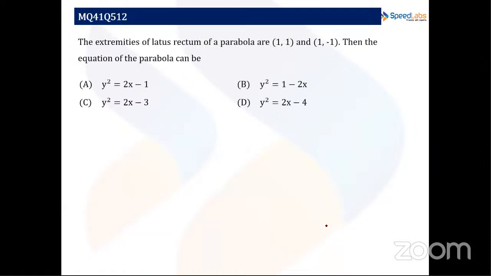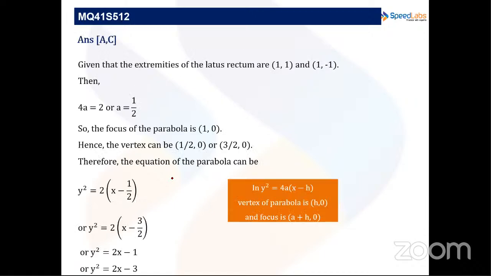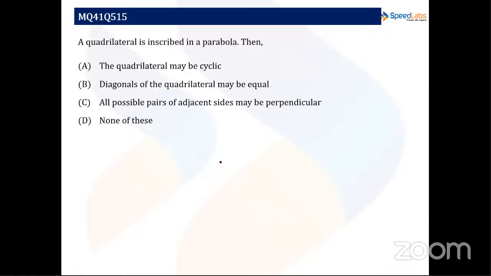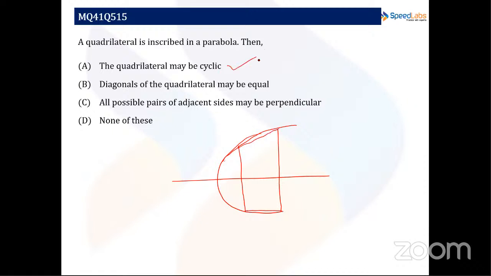Now, moving to our next question. Our next question is, a quadrilateral is inscribed in a parabola, then the quadrilateral may be cyclic, diagonals of the quadrilateral may be equal, all possible pairs of adjacent sides may be perpendicular, and none of these. So if we draw any parabola, for the first scenario, a quadrilateral may be cyclic. Yes, it is a possible case. So option A is correct.